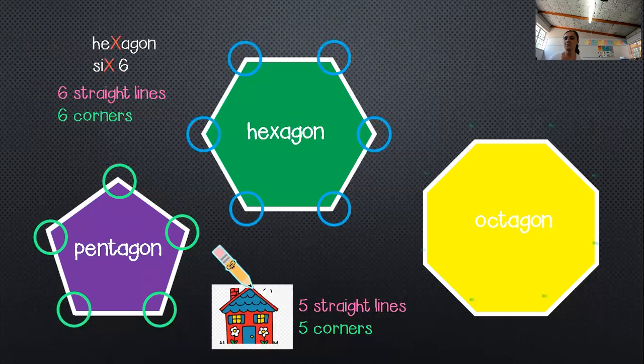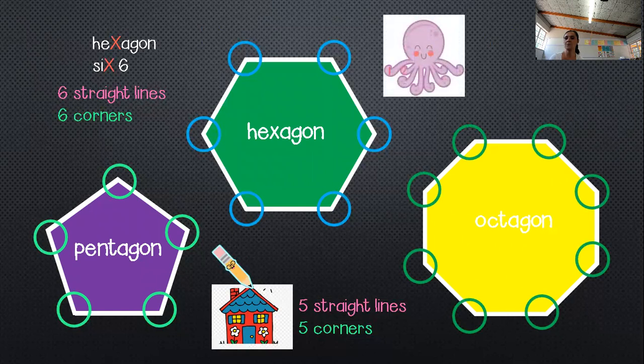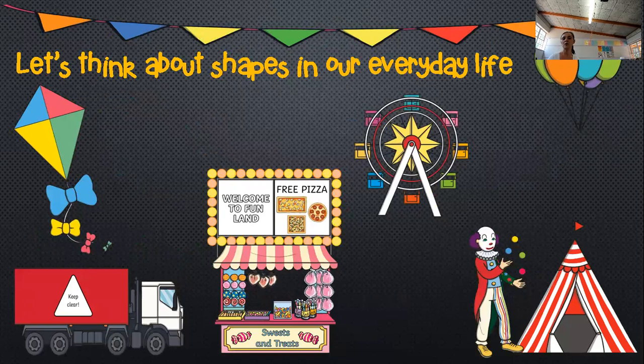And an octagon, we know that an octagon has got 8 sides, okay? And what else has 8 legs? An octopus. So we remember that an octopus has 8 legs, and so an octagon has got 8 straight lines and 8 corners. Now, if you think about the shapes in our everyday life, look at how shapes are all around us.